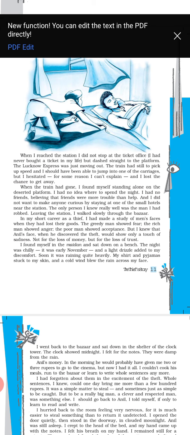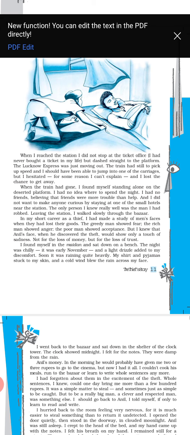So he's saying that I believe that friends, most of the time, bring trouble to us more than helping us, isn't it? And I did not want to make anyone curious by staying at one of the small hotels near the station. He's also saying that I did not want to raise suspicion in anyone's mind by staying in the hotels. So the only safe place I knew in this city was the man I had robbed. He was the only man who had given me shelter and food when I had nothing. So the only friend, the only man I knew who has given me shelter, who is going to protect me, is the man whom I have robbed, isn't it?